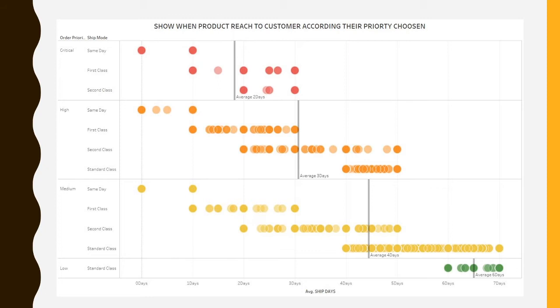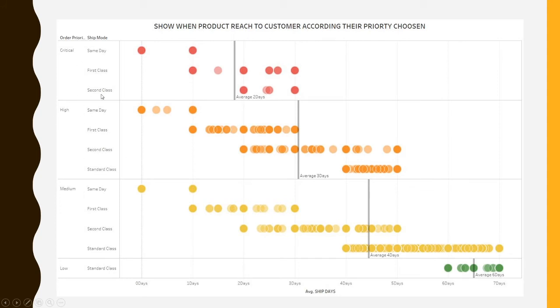Now depending upon its priority, the person will be getting his product delivered at his doorstep. What we are checking first is whether, according to the priority of a person, he would be getting the product according to that priority. The second thing we want to check is how many days it would take for the product to reach the customer's doorstep according to their priorities. That is, if a person has selected priority as critical, then how many days would it take for the product to reach his doorstep? And we have found that it would take an average of 2 days for the person who has ordered the product with order priority critical.